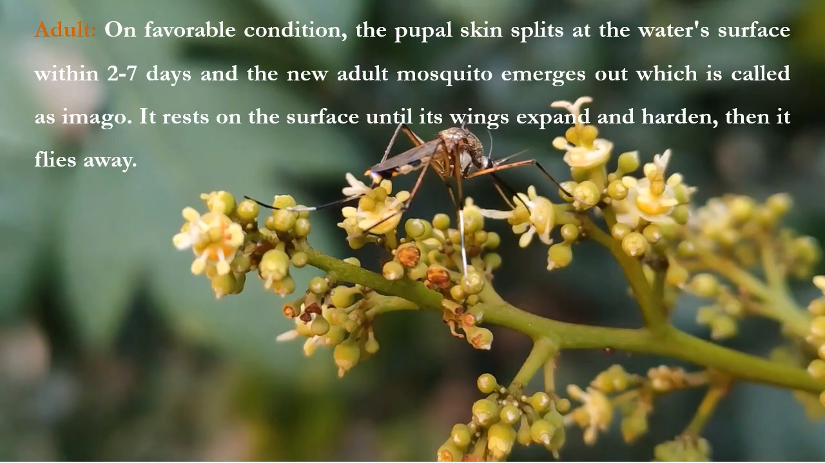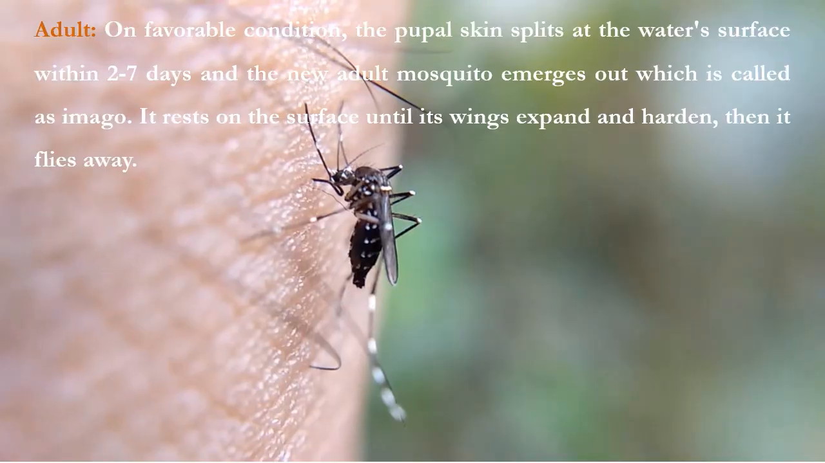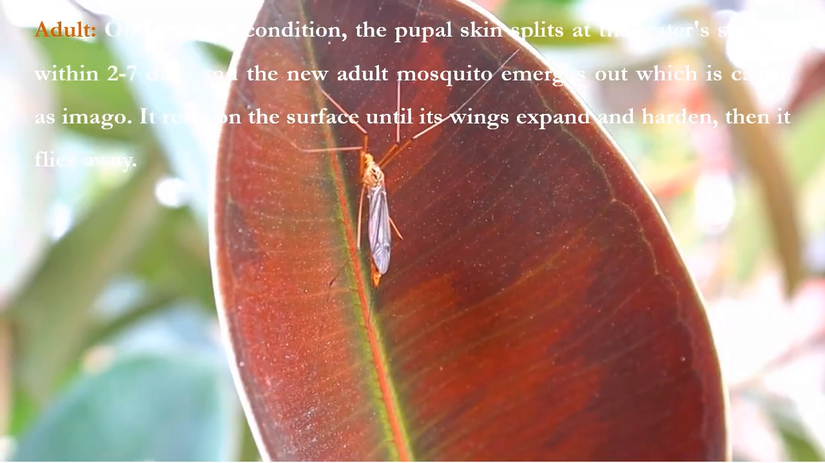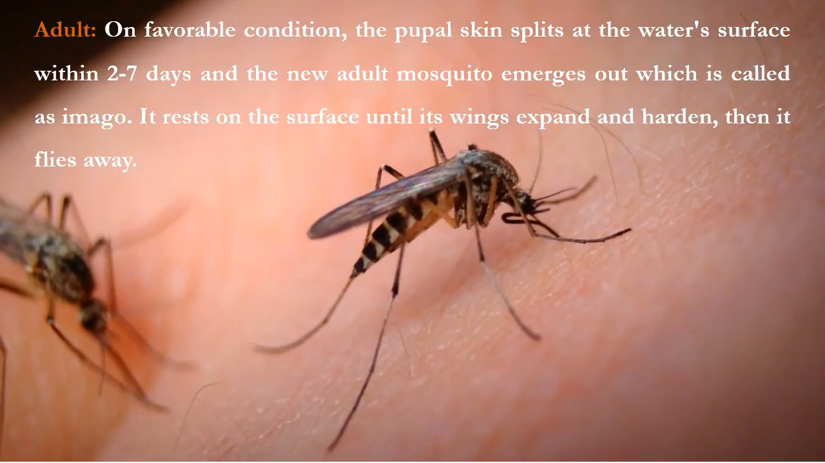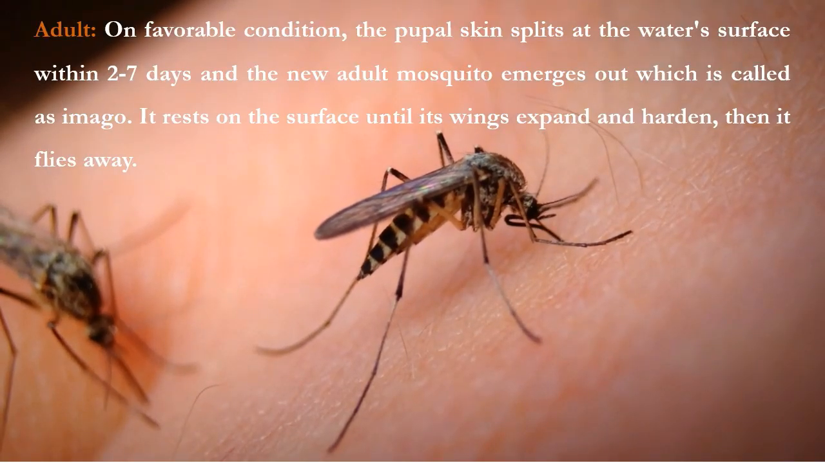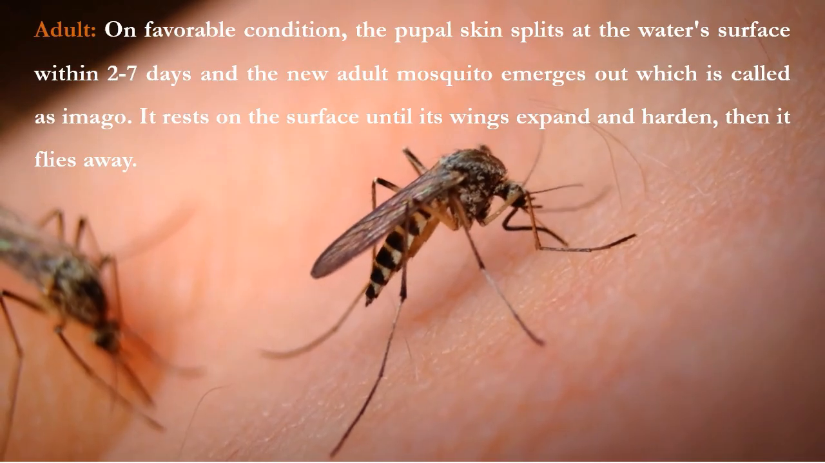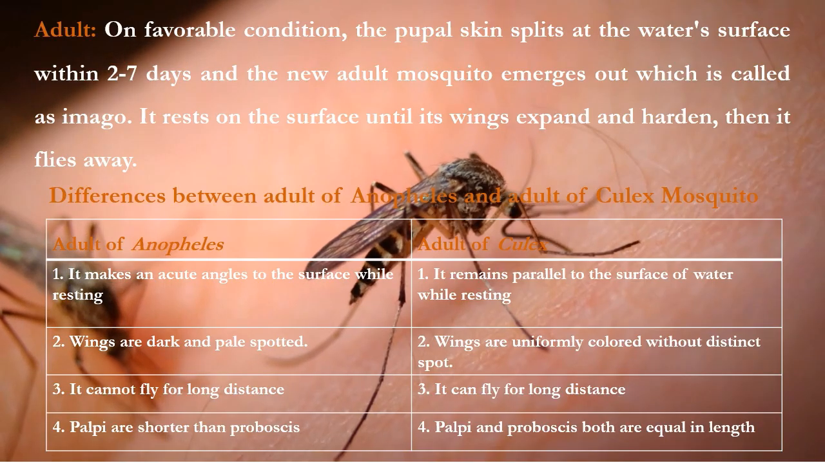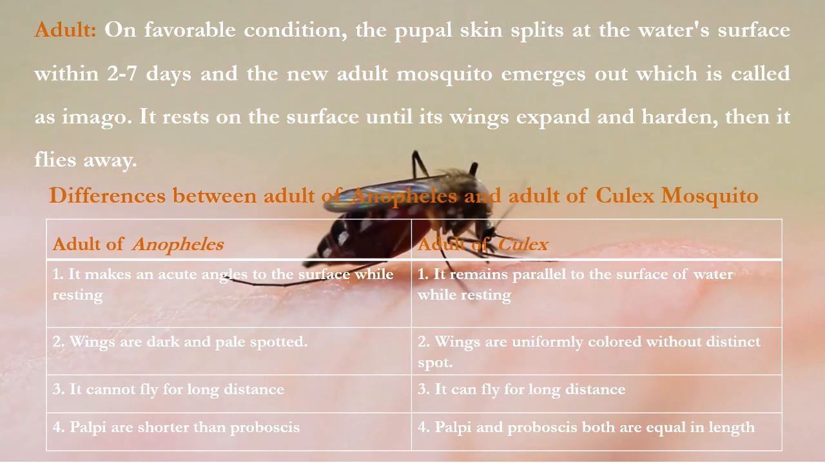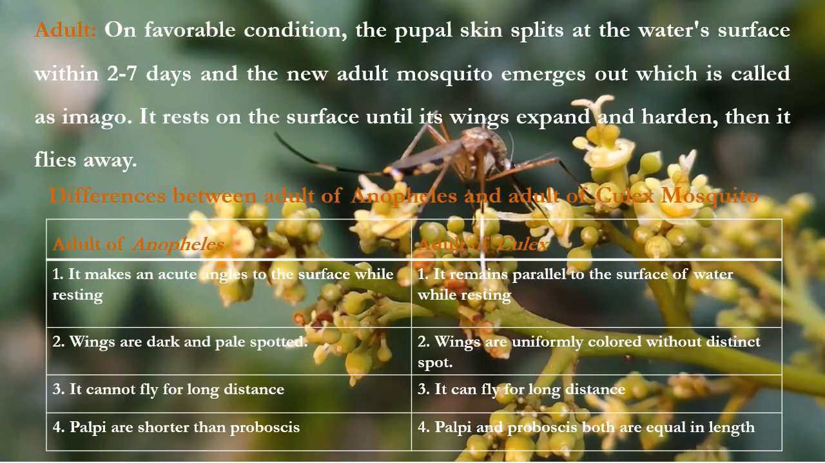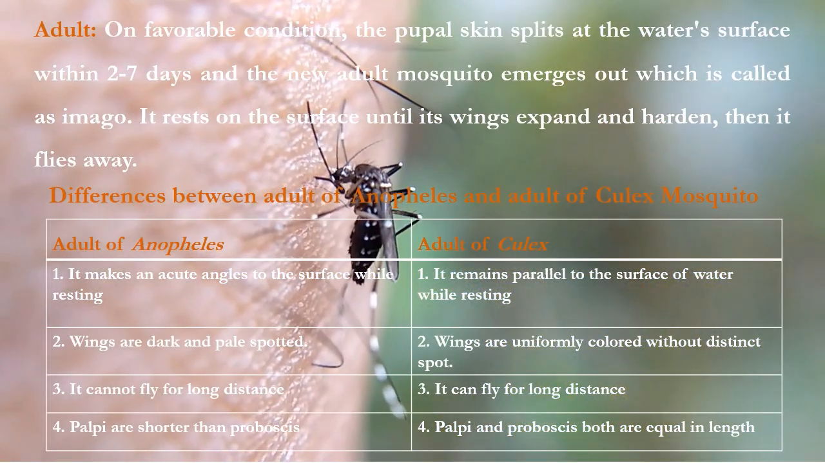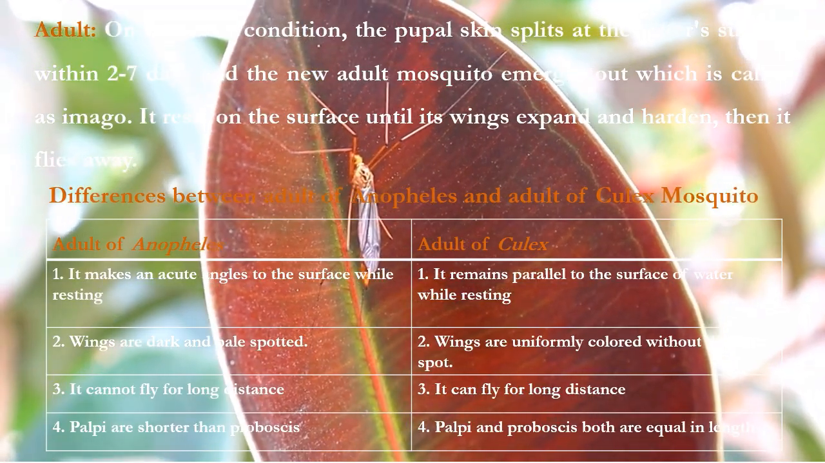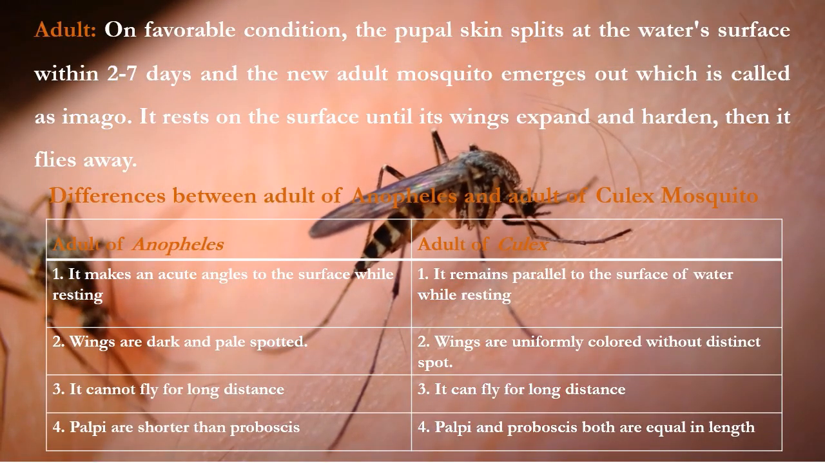Adult of mosquito. On favorable conditions, the pupal skin splits at the water surface within 2 to 7 days and the new adult mosquito emerges, which is called an imago. It rests on the surface until its wings expand and harden, then it flies away. There are the following differences between adult Anopheles and adult Culex mosquitoes. Adult Anopheles mosquitoes make an acute angle to the surface while resting. Adult Culex mosquitoes remain parallel to the surface of water while resting.